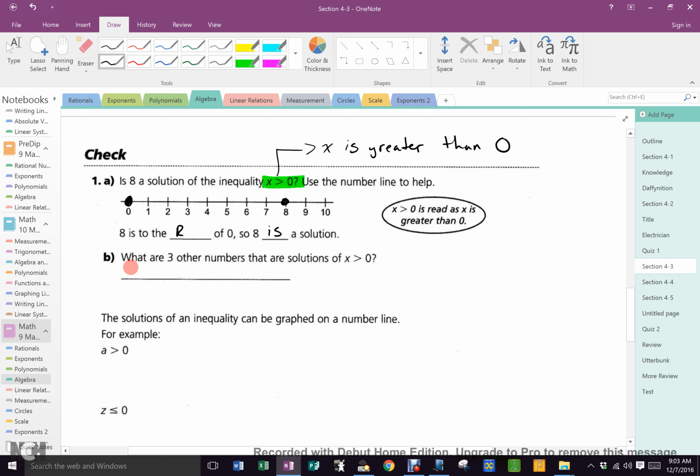Can I put 1.7? Why? Because there's 1, there's 2, 1.7's right around there, yeah? Is it to the right of 0? So am I okay? Can I put 5 3/4? Why, Kian? Because there's 5, there's 6, there's 5 3/4, right? Everybody cool?